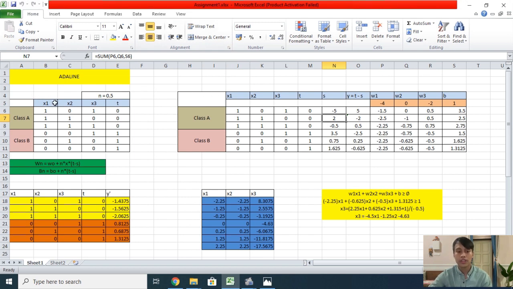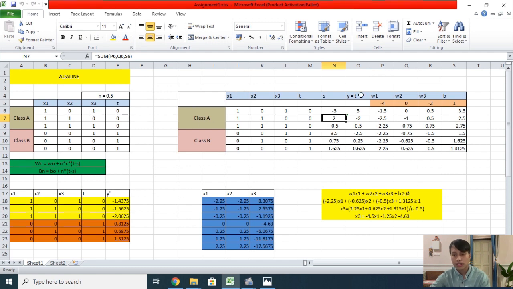Now I want to present about how to find the Adaline. So we use the random value of Adaline. As you can see here, we separate the values of class A and class B. So this is the value of class A. X1 is 111, X2 is 1011, X3 is 101, and the T is 000. For class B, we use X1 is 000, X2 is 010, X3 is 101, and the T is 111. For the value N, we use 0.5.